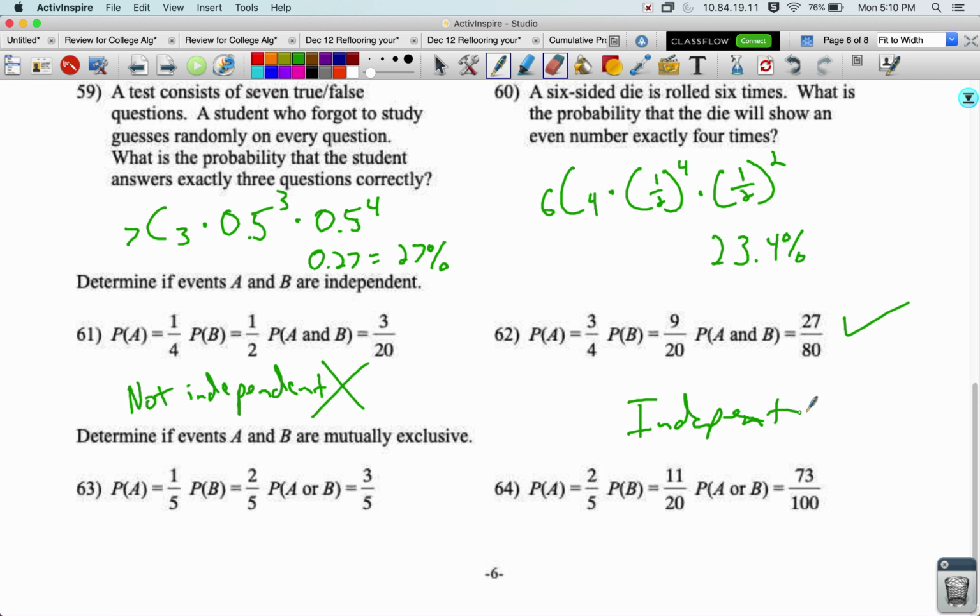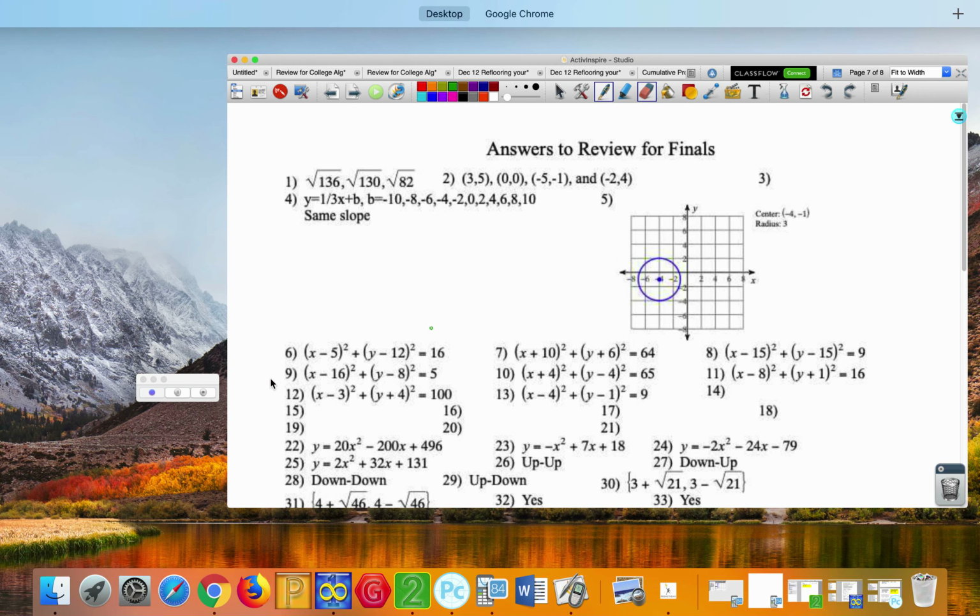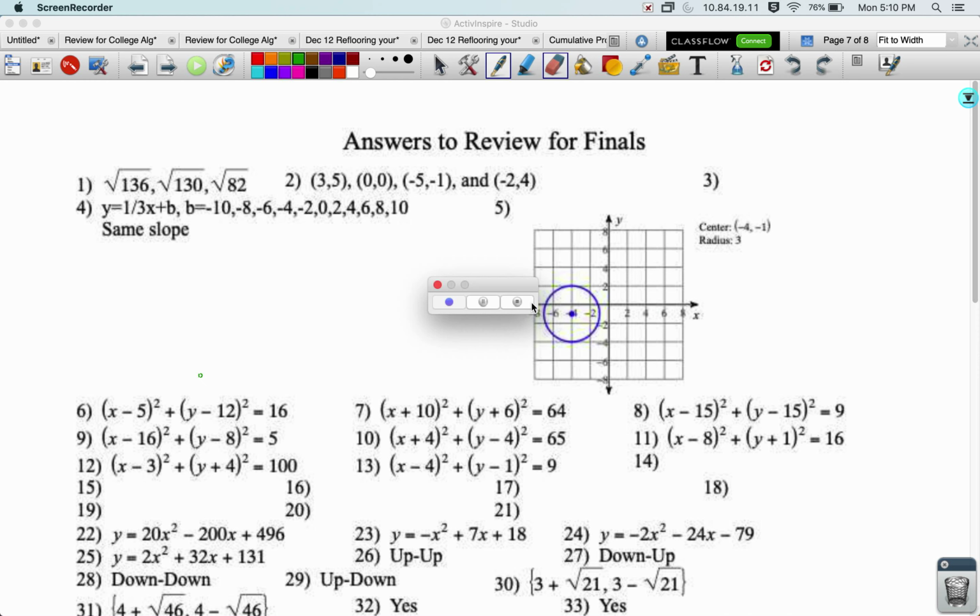All right, to figure out if two events are mutually exclusive, you add them and see if they add up. These ones do add up, so they are, yes, mutually exclusive. These ones over here do not add up, so they're not mutually exclusive. All right, and let's call that good for that. No more problems on here. Go back and review other things to make sure you are fully prepared.